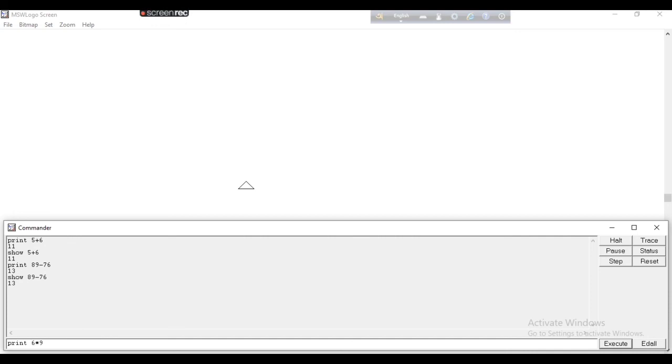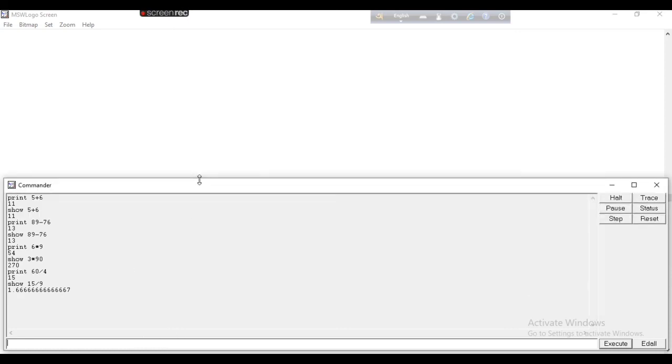6 into 9 gives 54. Then we call the show command, 3 into 90, which gives 270. Print 60 divided by 4 gives us 15, and show 15 divided by 9 gives 1.66666667. So in this way you can calculate the arithmetic commands, or display the result by using the print and show commands.